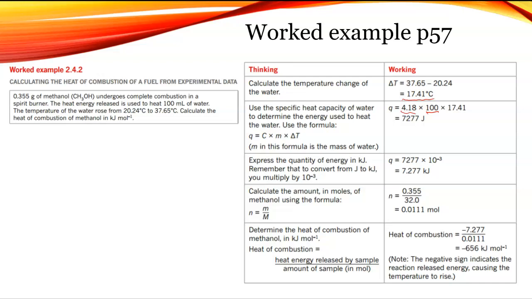Then Q is the energy from that, 7.277 kilojoules. We find the amount in moles, and that's dividing the mass by the molar mass of methanol, and then we do the division. Now, you don't have to put your negative in at this point as shown here. You can wait until the end. And the end is the equation. So the equation that you're going to end up with is for the combustion of 1 mole of methanol.